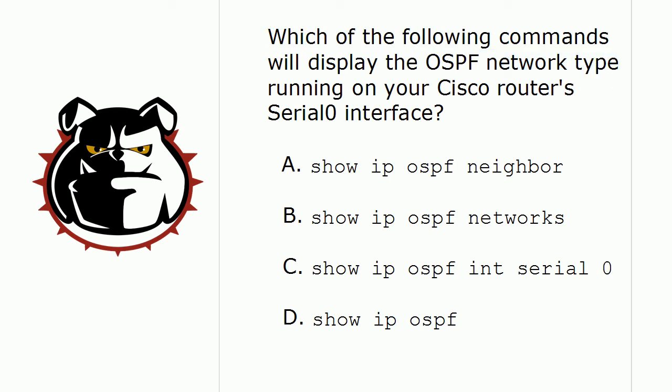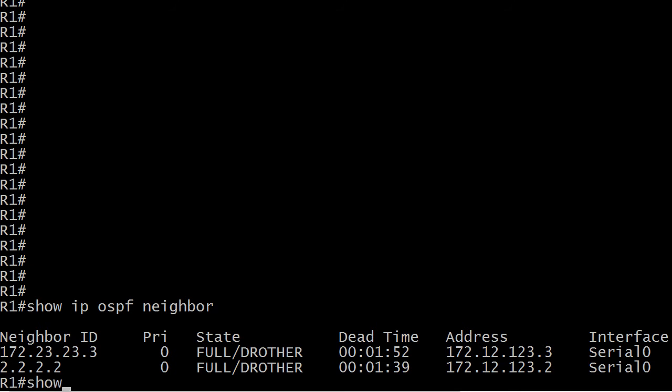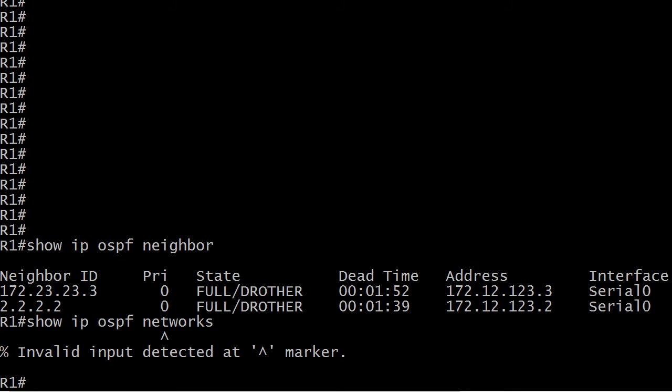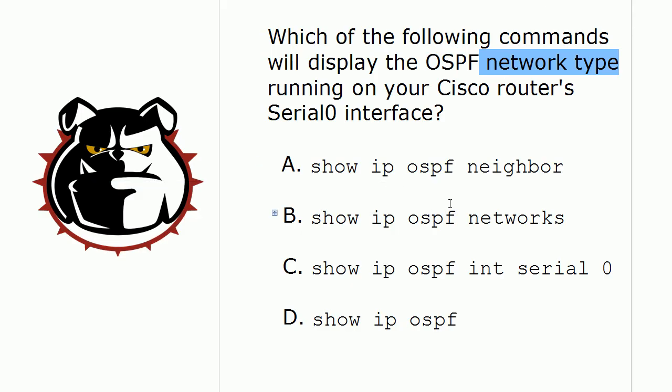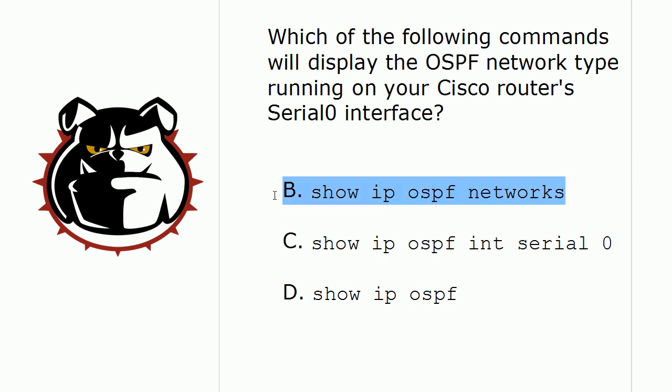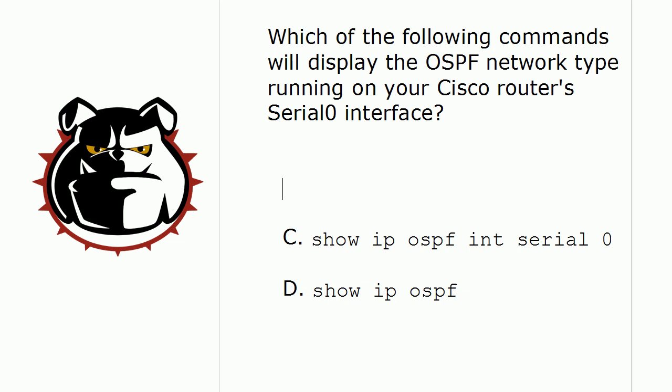Let's try show ip ospf networks. And it doesn't really look like there's any such command, right? Because that caret indicates to us where the issue is coming in. When you see the caret at this point, the IOS is saying you are fine until you got all the way up here. You can see that neighbor is the only command that even begins with show ip ospf ne. So we know that neighbor isn't correct, even though it's a helpful command. And we know that networks is incorrect because there's no such command.